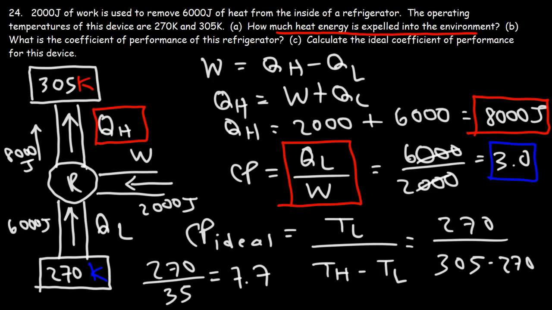So this is the maximum coefficient of performance that can be achieved for this particular device based on the operating temperatures. But based on the current values of energy that we're getting with this device, the current coefficient of performance is 3. But we can enhance the device and ideally get it close to 7.7.